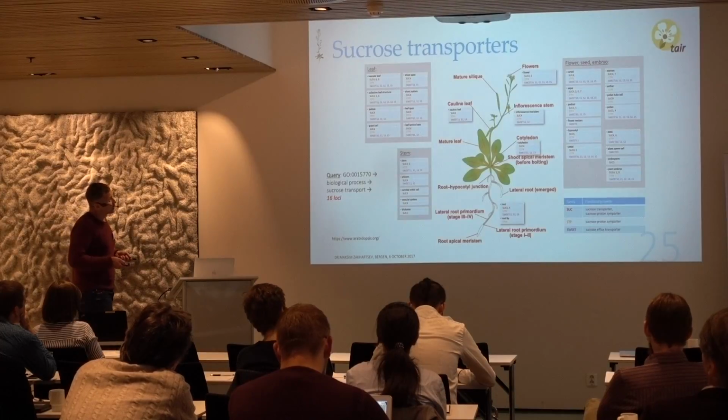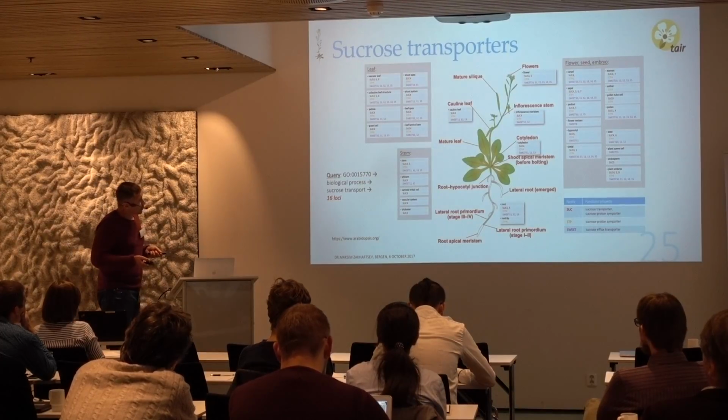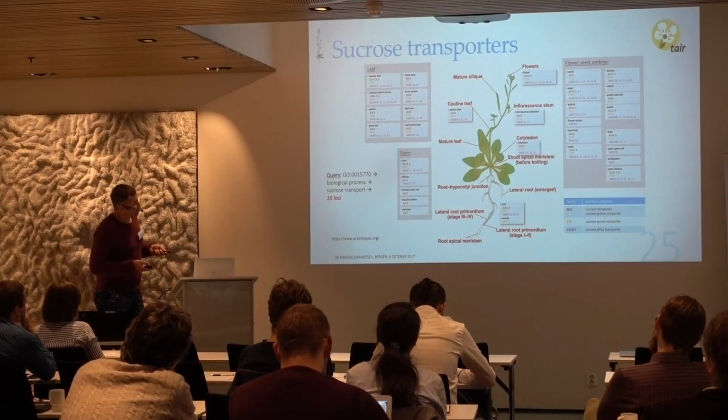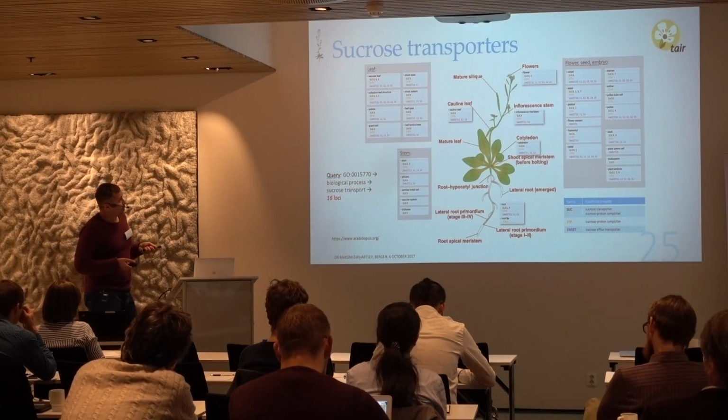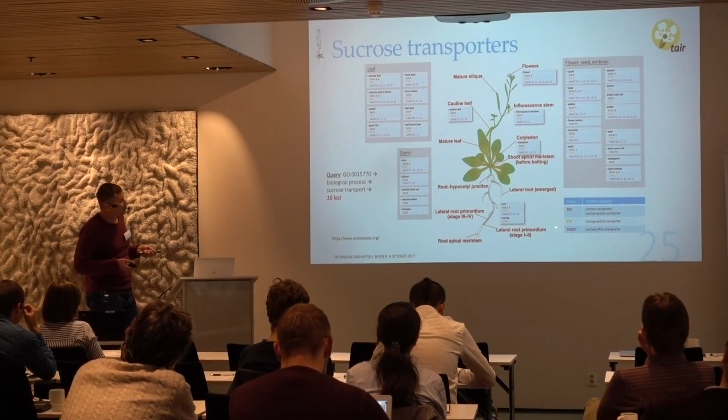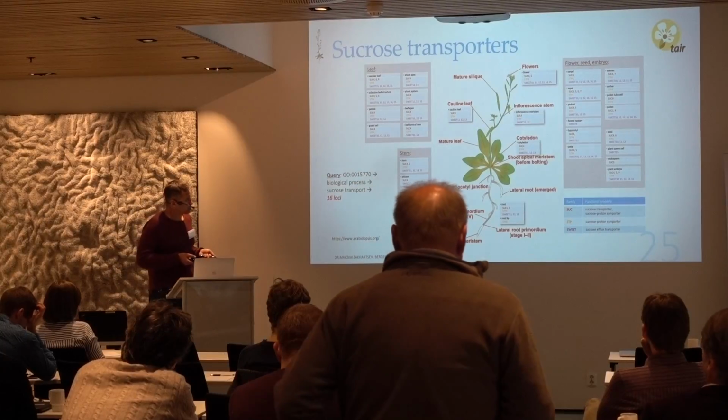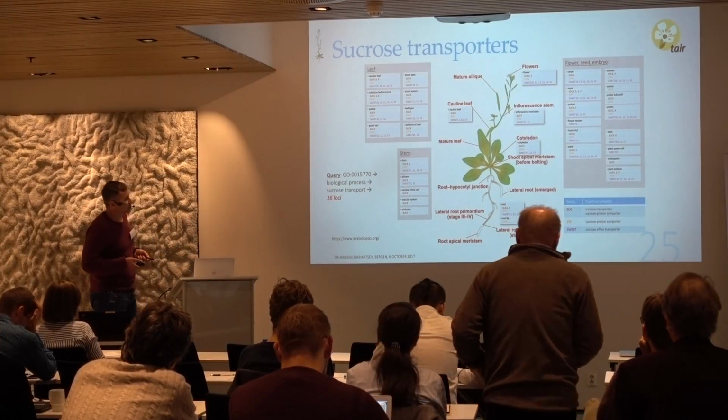So for that we use the multi-compartmental formulation of the plant. But important to know that in Arabidopsis there are three types of sucrose transporters. Two of them are proton symporters and one is an efflux transporter.